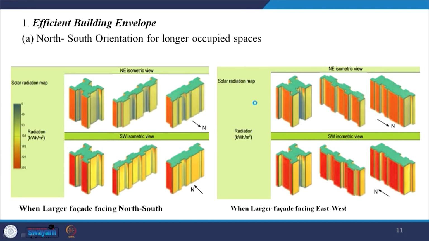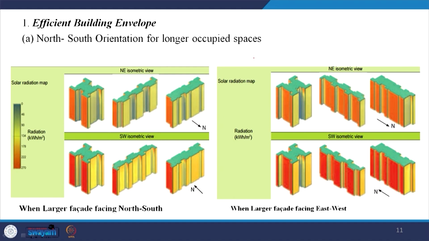Now, I am not saying reducing it or increasing it, that depends upon the specific climate for which the building is being designed. So, here we are not even getting into the specifics of building design, but it is just orienting it, it is just placing it on the site. So, as we have already seen, the north-south orientation for longer occupied spaces is a better orientation.